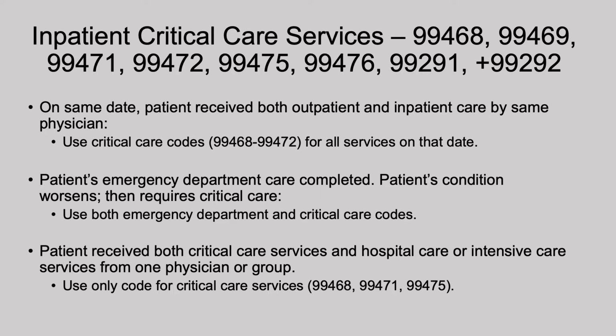Okay, again, sometimes multiple services are provided to the patient on the same date. So for example, patient received outpatient and inpatient care, use the critical care inpatient services for all services on that date. Patient's emergency department care completed, patients continue to worsen, then requires critical care, inpatient critical care, use emergency department and inpatient care. Patient received both critical care and hospital care or intensive care from one physician or group. So several different types of services. Use only code for critical care services. So again, the guidelines are very specific. You need to review these.